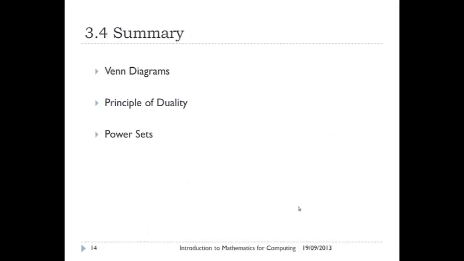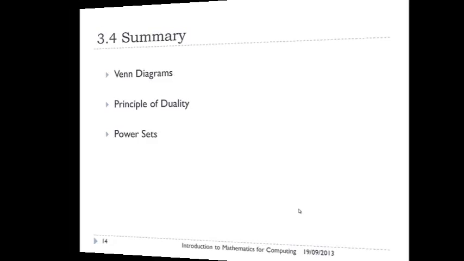So in summary, in this lesson we have looked at Venn diagrams, how we can represent relationships between sets in a diagrammatic or pictorial fashion. We looked at the principle of duality, which gives us the capability of transforming one set theory equation into another set theory equation. And we've ended with the idea of power sets. With a power set, we're trying to look at all of the subsets of a given set. Let's look at some examples.